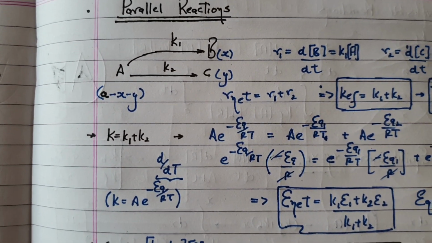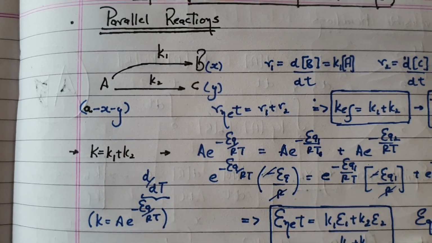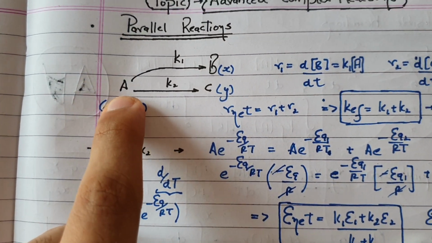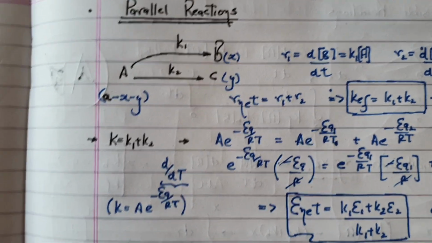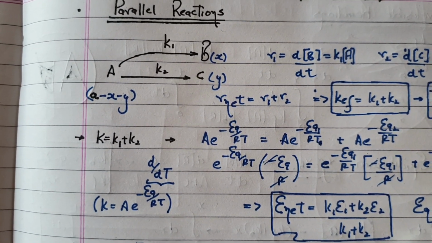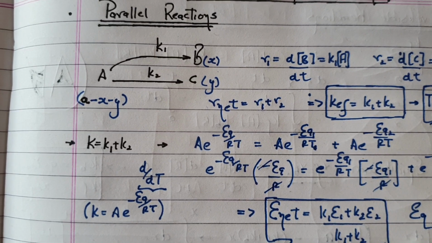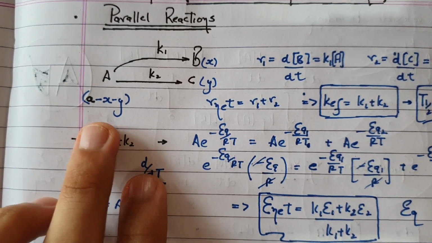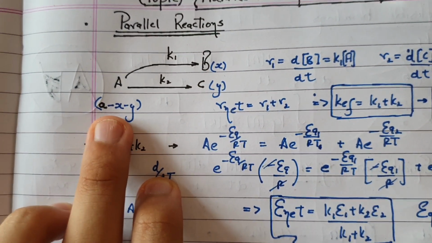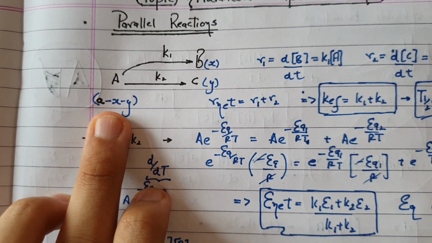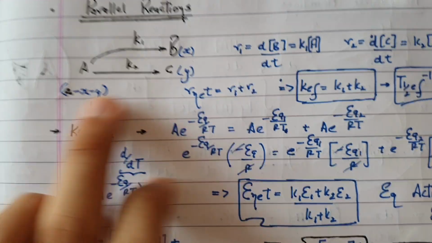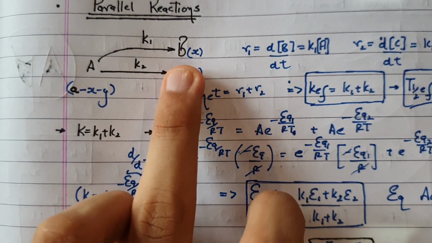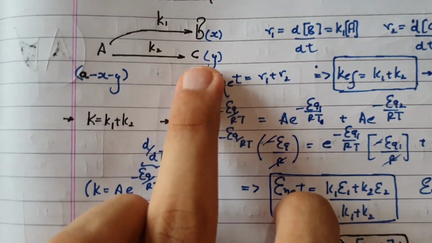So here it is now. First we have a radioactive nuclei A, which decomposes into B and C with rate constants K1 and K2. Initially we have a amount of A, and let us assume at some point we are left with this amount of A nuclei, and X amount of B nuclei and Y amount of C nuclei are formed.